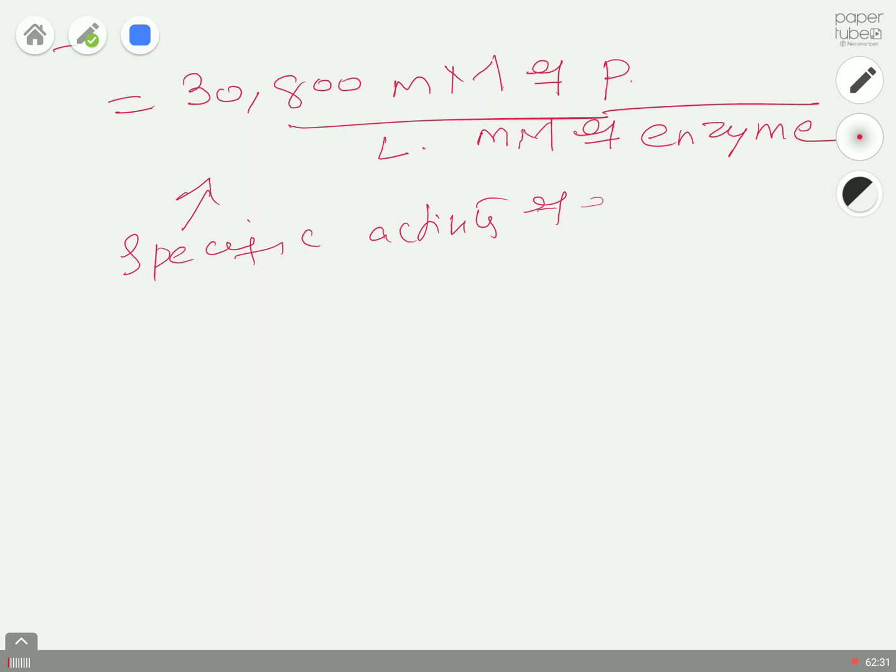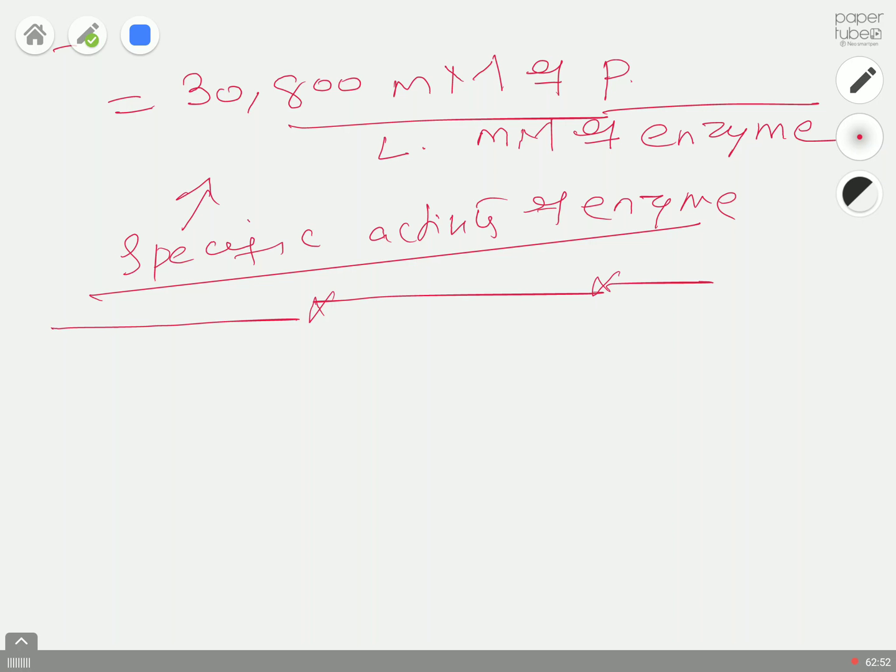So in the end, in the exam, if I give you some number and ask you to calculate the specific activity of your enzyme, or if I give the specific activity of enzyme and if I give the mass of catalyst, you should be able to calculate the initial velocity. Yeah? So try to have some understanding of this simple equation. This is really important.